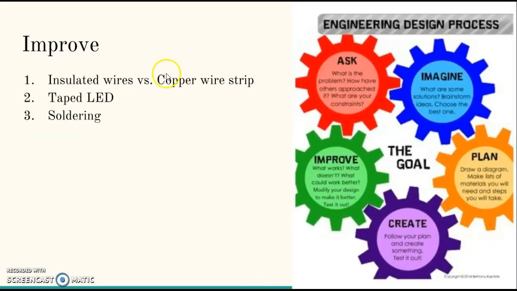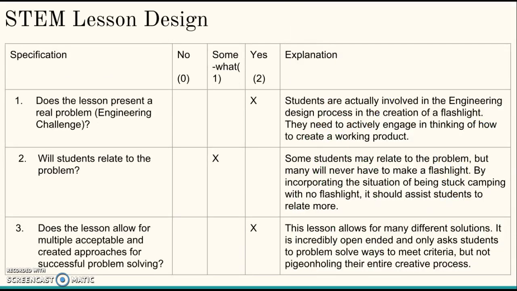To improve this, you guys saw I started with insulated wires and I moved to a copper wire strip. I started taping the LED because I noticed that the electric current got lost. And finally, if I were to do it again and had more materials, I would have liked to use a soldering gun to solder the insulated wires to the actual LED because it would have made a stronger connection than either of them.